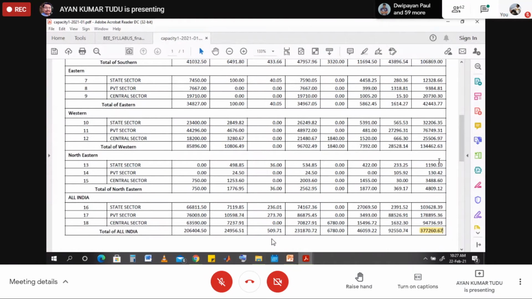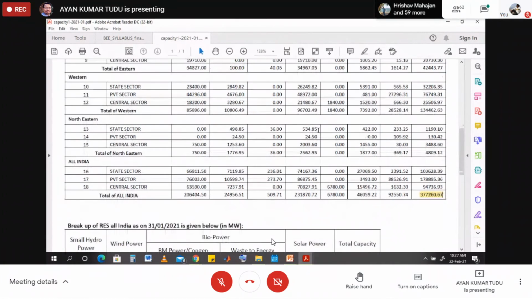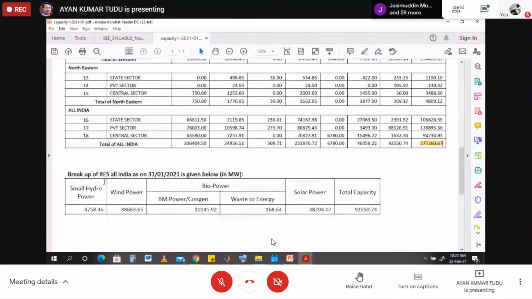377.260 gigawatt. Okay, so these values are in megawatt. So you can very well imagine 377.260 gigawatt is the total installed capacity of India. And please remember, since India is a developing country, we are becoming more and more power hungry. And this is the breakup of all the renewable energy sources.